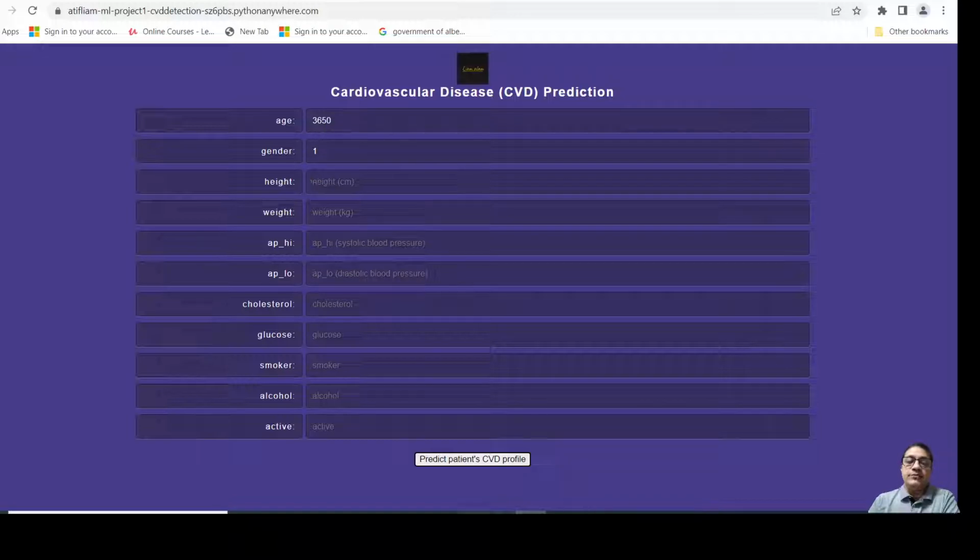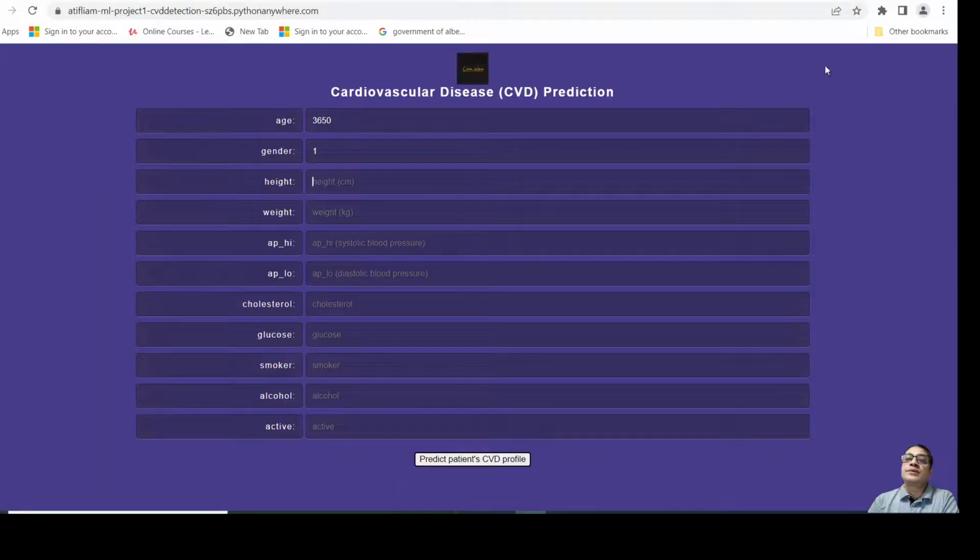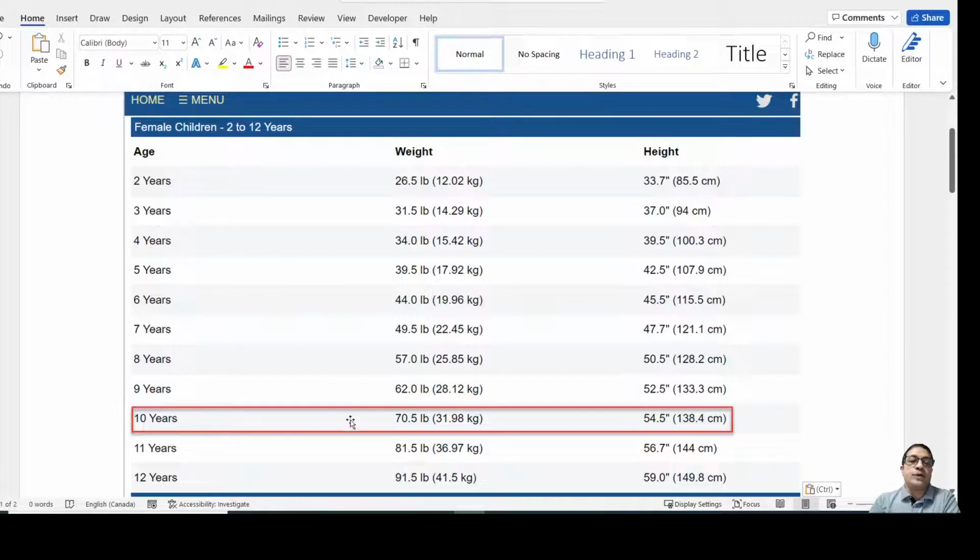Height, I do have a chart here. I looked at average height for a 10-year-old. We are looking at about 138, 139 centimeters. That's what I'm going to use here, 139. For weight, again, looking at that same chart, I think the average weight for a 10-year-old in North America is about 31, 32 kgs. So I'm just going to take the average here.